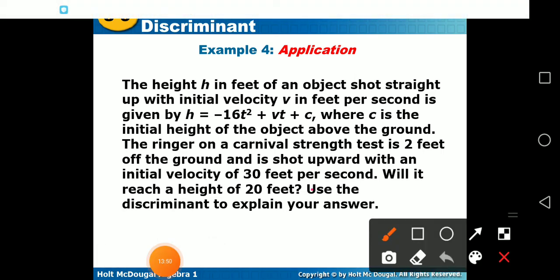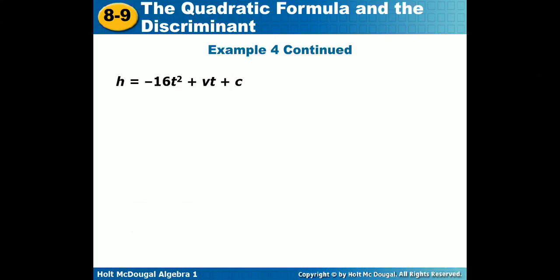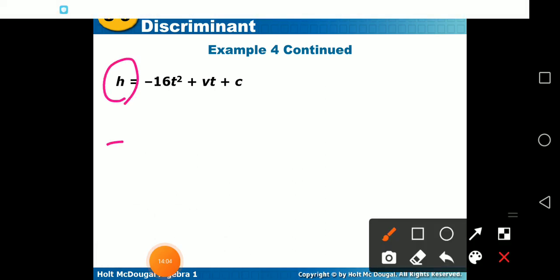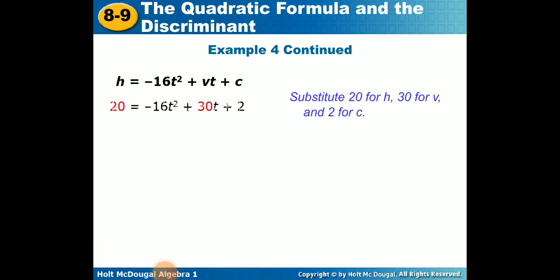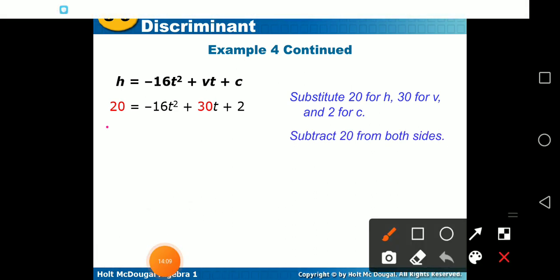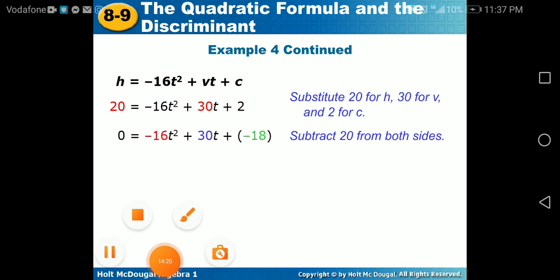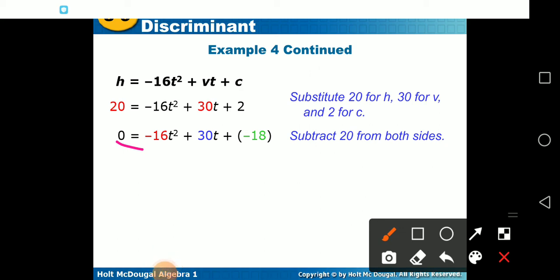Using this information, the height equals 20, and the formula is height equals negative 16t squared, and so on. Instead of the height, I will write 20, of course, not negative, because this is the height. So I will put this to the other side, because I need a 0 on one side for the formula. After putting 20 to the other side, 2 minus 20 gives me negative 18.